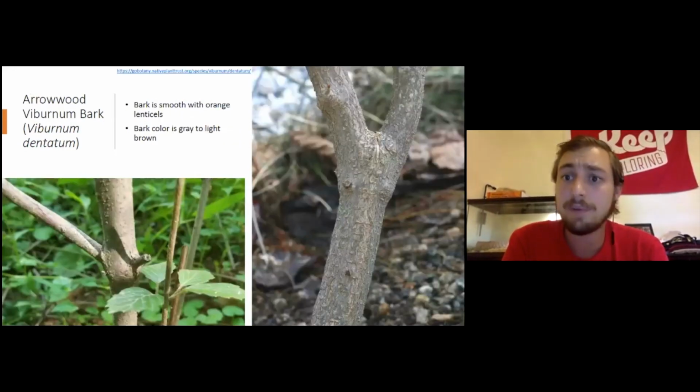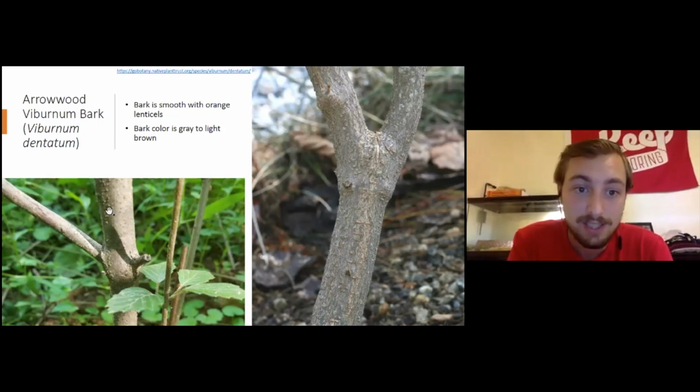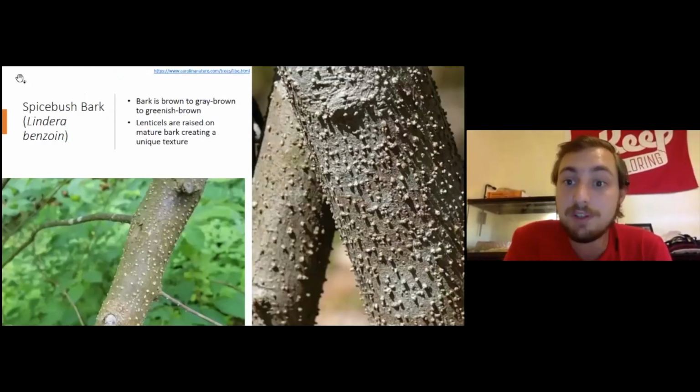Our arrowwood viburnum is a lot smoother. It's really gray to light brown, and it has these raised orange lenticels along the bark as well that we can see here and kind of see in our more gray bark or more brownish bark here. So very orange lenticels, which is different from our spice bush, which has very white lenticels.